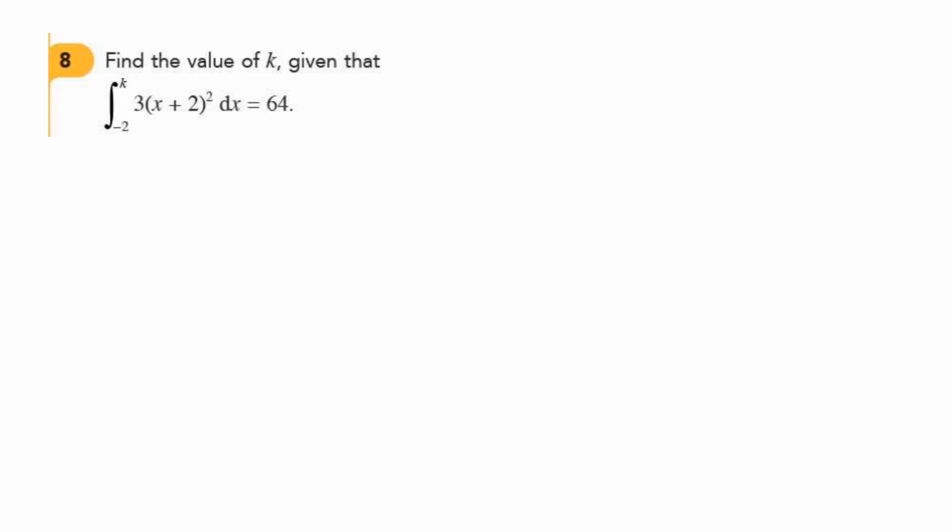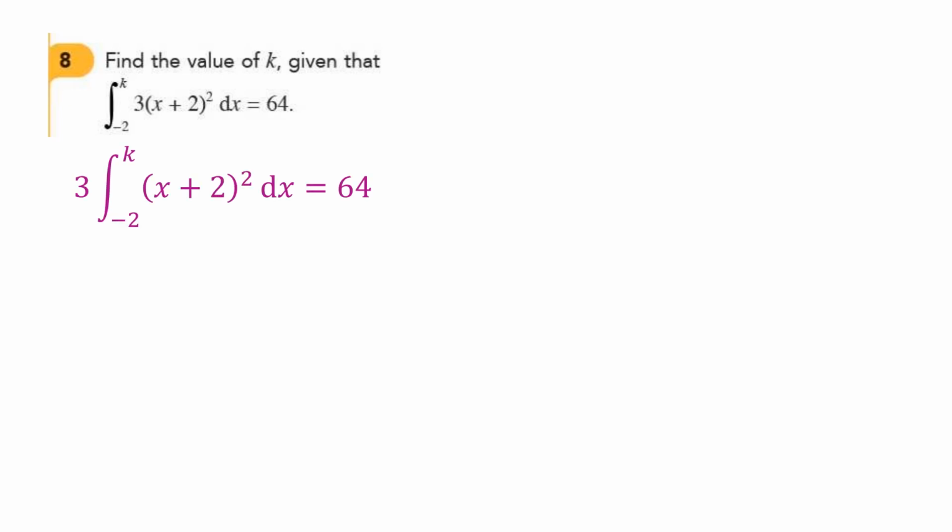Right, let's look at the next question. The first few questions are just basic applications of definite integrals. For question 8, there's a little bit of variation, but it's not difficult. It's just that the upper limit is unknown. We're supposed to find the unknown k. The concept remains the same. Basically, I just need to find the integral of 3 bracket x plus 2 to the power of 2.